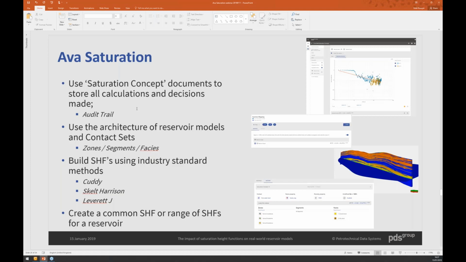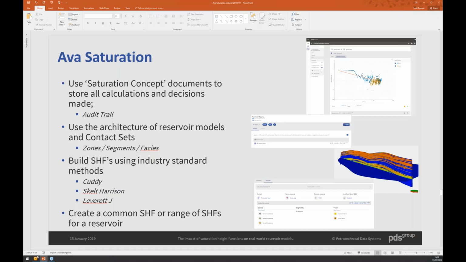So at the end of the year, when you go to your friendly reserves auditor, you can hand them a document and say, there you go, that's what we did. It's got all the input data in, it's got the function, it's got the bits of the reservoir model that you used, and you've got a very nice clear audit trail which they can sign off on and say, yep, we can understand what you've done in your saturation modeling there.